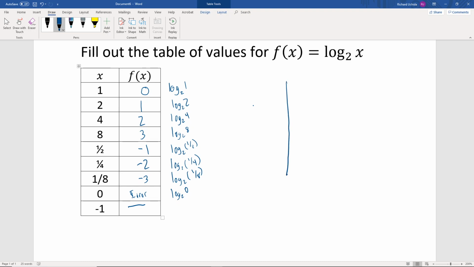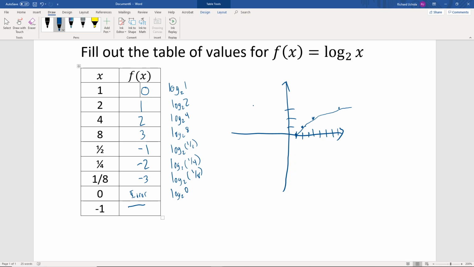So just a rough sketch of plotting some points. So we have the point (1, 0), (2, 1), (4, 2), (8, 3). So from here you see it's increasing, but it's going to increase really slowly, because to get to 4, we now got to go all the way to 16. To get to 5, we got to go all the way to 32.